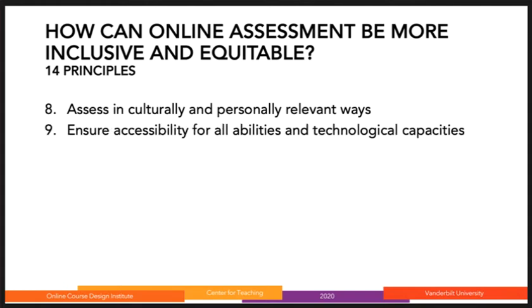Nine, ensure accessibility for all abilities and technological resources. This includes avoiding an over-reliance on one or two forms of assessment, especially synchronous or high-bandwidth assignments. The more we have synchronous or high-bandwidth assignments, the less our students with lower bandwidth and technological resources can fully participate.